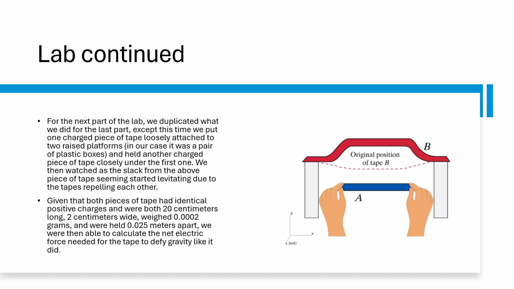Given that both pieces of tape had identical positive charges, because we did the same thing to charge them, we yanked off another piece. Both pieces were 20 centimeters long, 2 centimeters wide, weighed about the same, and we also knew that they were held about 0.025 meters apart. With that information, we were able to calculate the net electric force needed for the tape to defy gravity like it did.